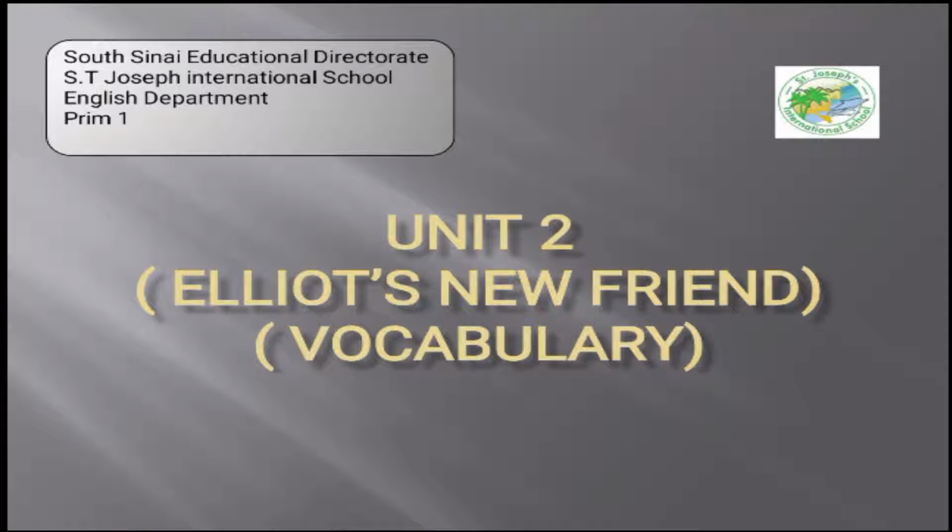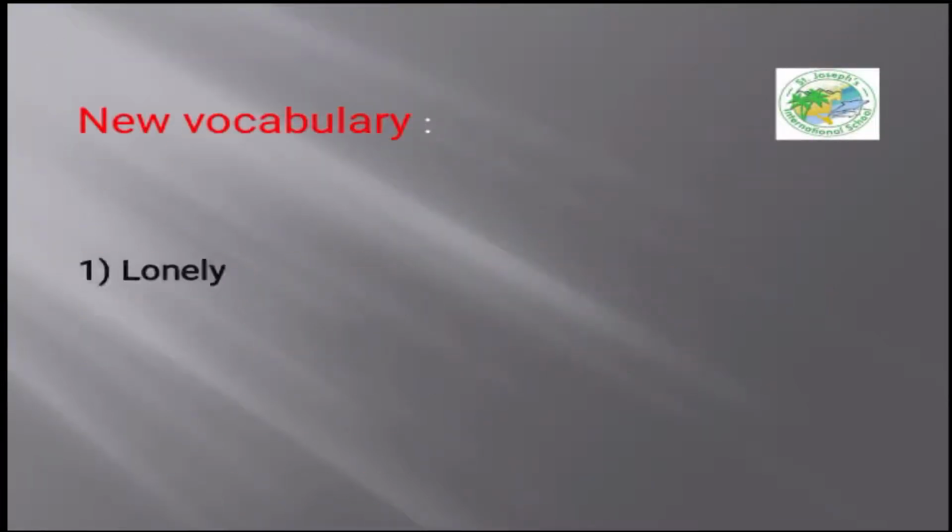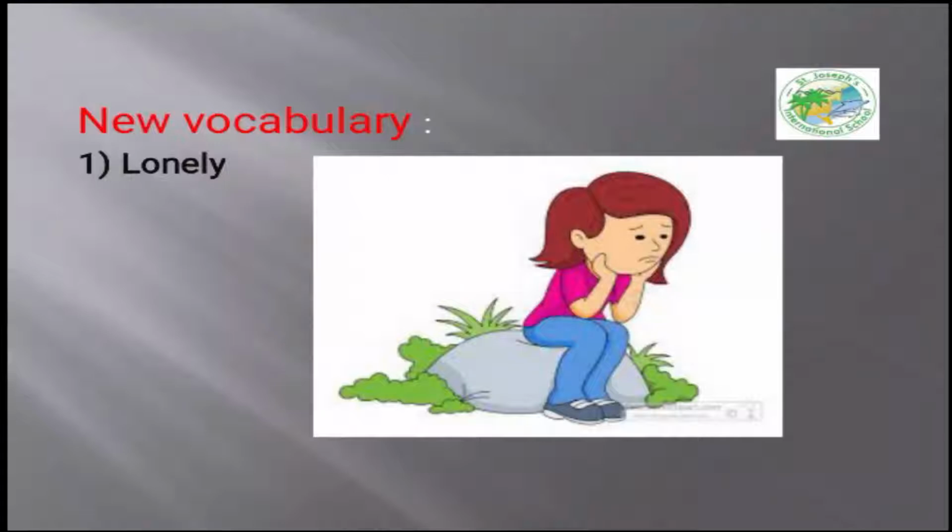First, we're going to start with the vocabulary. The first picture we have here is lonely. What does lonely mean? Lonely is a feeling. We can feel it when we don't have anyone to talk to, when we don't have any friends. So it's a feeling. So it's the picture of lonely.